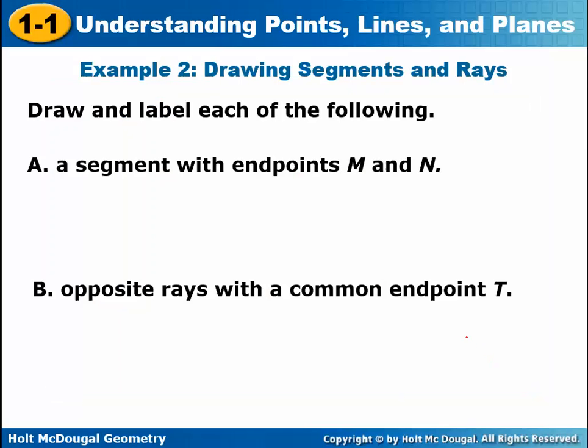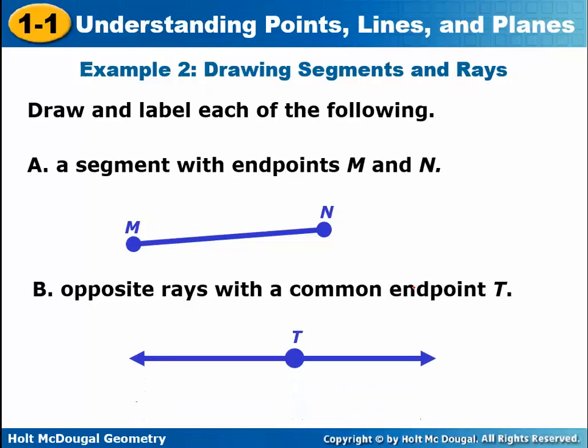It says draw and label each of the following: a segment with endpoints M and N, and then opposite rays with a common endpoint T. So think about how you would do that before I hit the button so you could check. So there's an example of a segment with endpoints M and N. And here's an example of opposite rays with a common endpoint T.